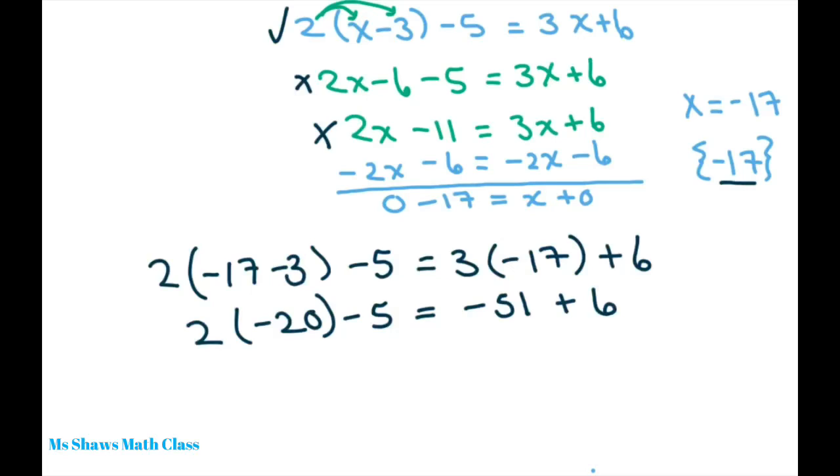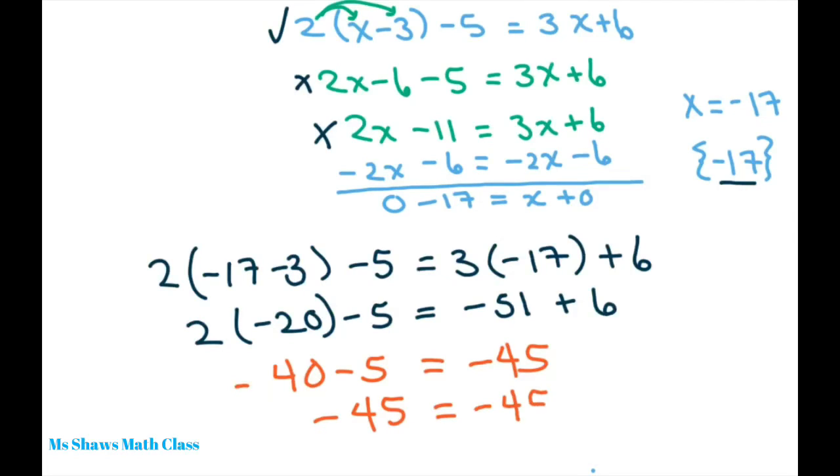Therefore, we have negative 40 minus 5 equals negative, what's this going to be? Negative 45. And we take care of the left-hand side. We have negative 45 equals negative 45. Since they equal, that's what we were checking to see if they equal. That means negative 17 is our solution set.